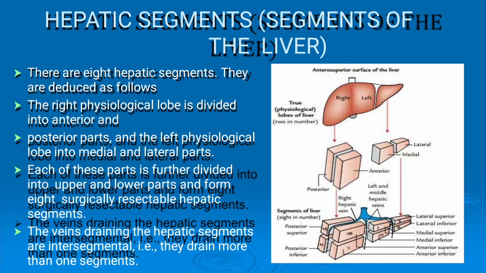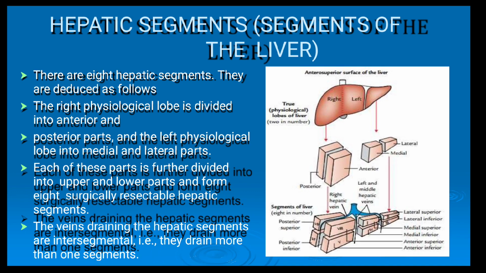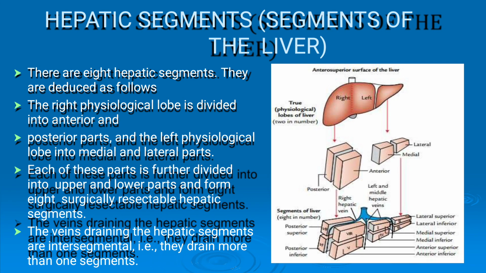Now we can see in this diagram the right lobe and left lobe, the anterosuperior surface of the liver, and the two physiological lobes of the liver, two in number. The right lobe is physiologically divided into anterior and posterior. We can see this anterior and posterior, and we will also discuss the left lobe. The left lobe is divided into medial and lateral.